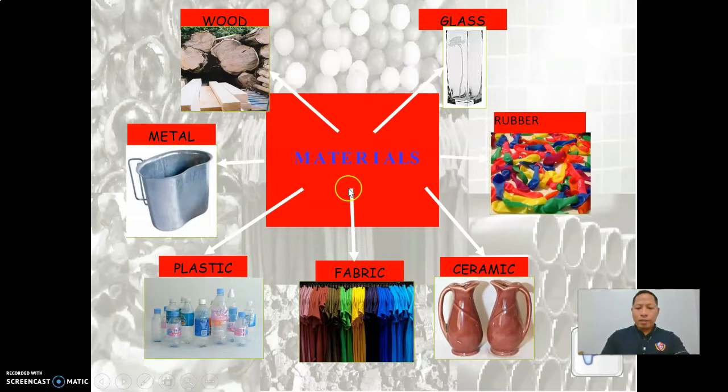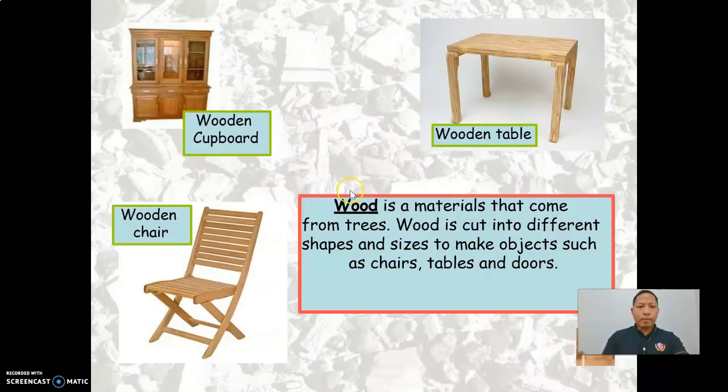So let's go. Now first, wood. Wood is a material that comes from trees. Again, wood is a material that comes from trees. And wood is cut into different shapes and sizes to make objects such as chairs, tables, and doors. So these are the examples.